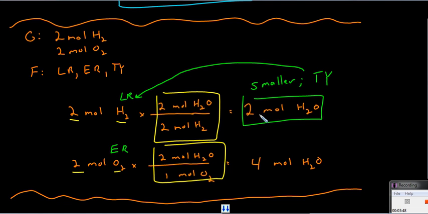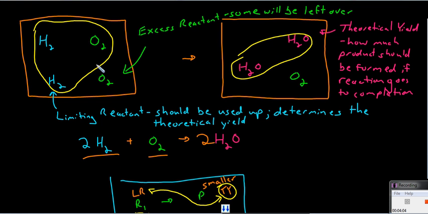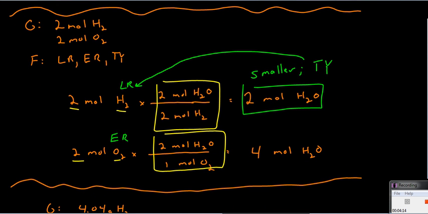So you get 2 moles of water formed if all of our hydrogen is consumed. And you get 4 moles of water if all of our oxygen is consumed. Now we saw ultimately that our theoretical yield in this model, which was just like our mathematical one, showed that only 2 moles of water should actually be formed, not 4. That smaller amount of product is our theoretical yield. 2 moles of water is our theoretical yield.